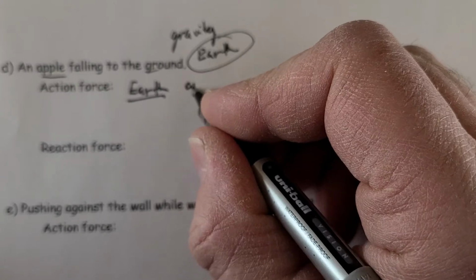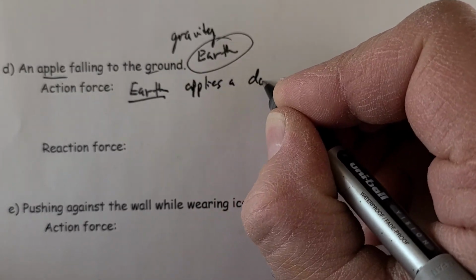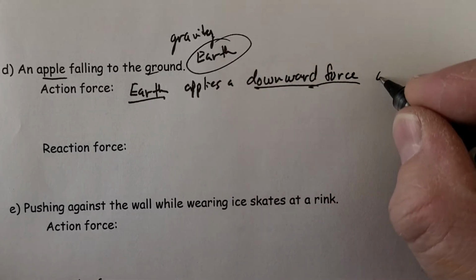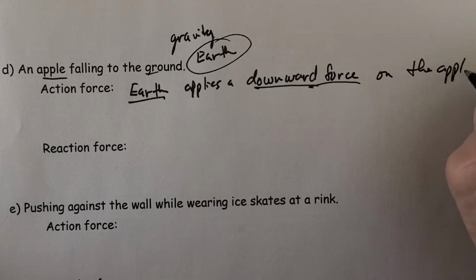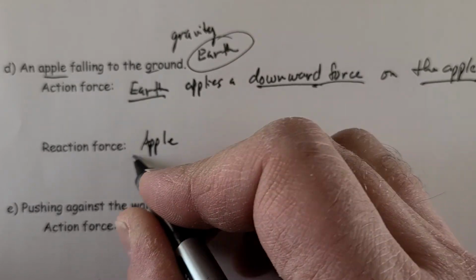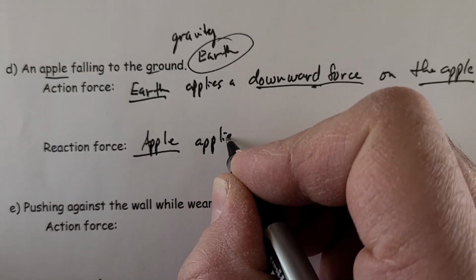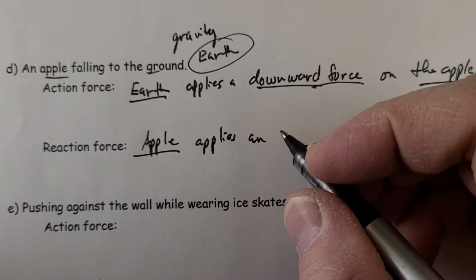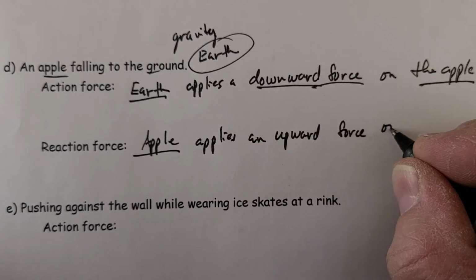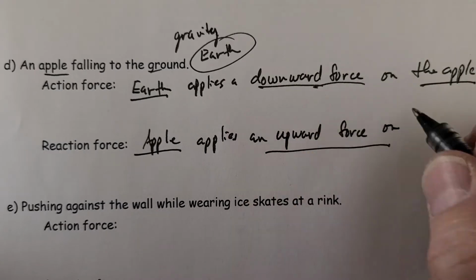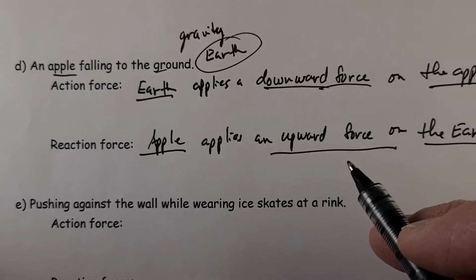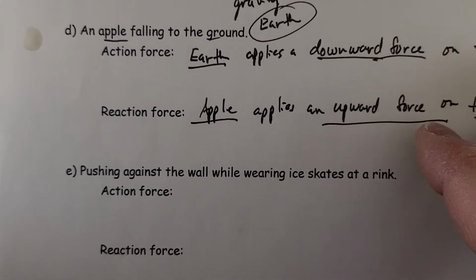Earth applies a downward force on the apple. And if I interchange those objects, the apple applies, and I'll change the direction of this, an upward force. And then these two objects were changed, the Earth. Now this is weird. An apple is pulling up on the Earth? And in fact it is.